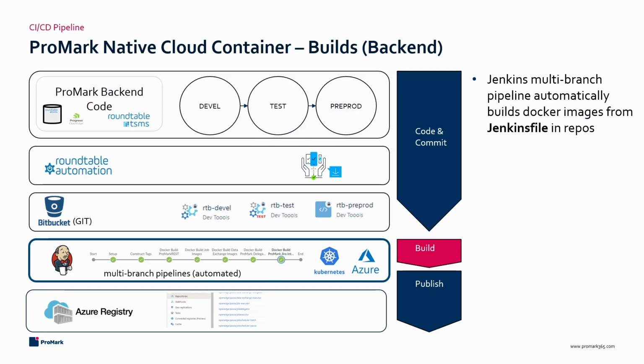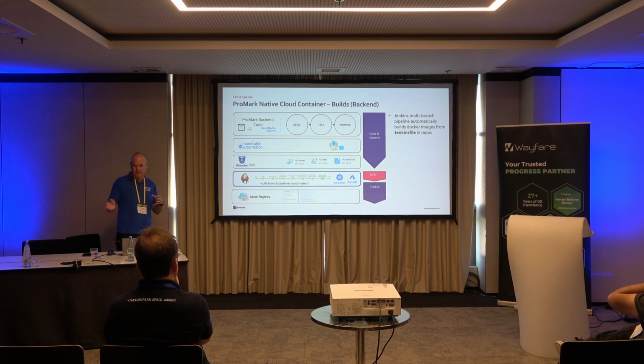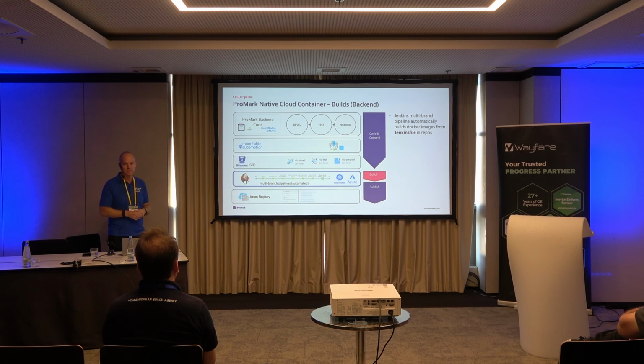One of those things is that we have these in Jenkins. Jenkins is also deployed on Kubernetes. We have what's called a multi-branch pipeline. The multi-branch pipeline picks up whenever anything gets committed. We have a list of specific branches, or filters on branches, that we're looking for. So, for example, when we push to the RTB devel repo, then a build picks up in Jenkins.